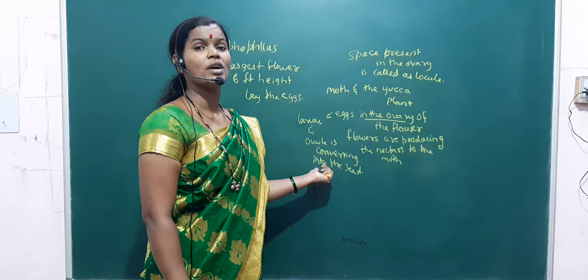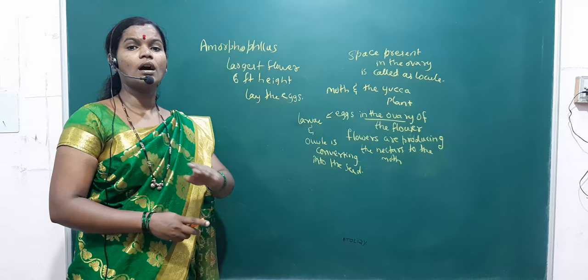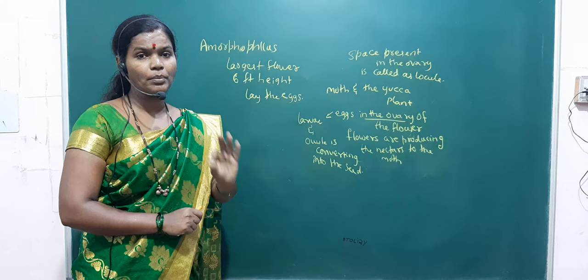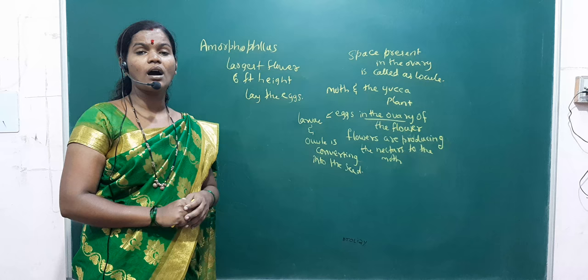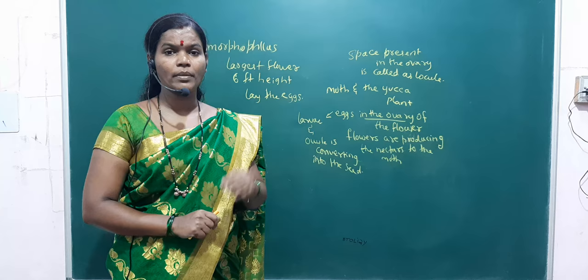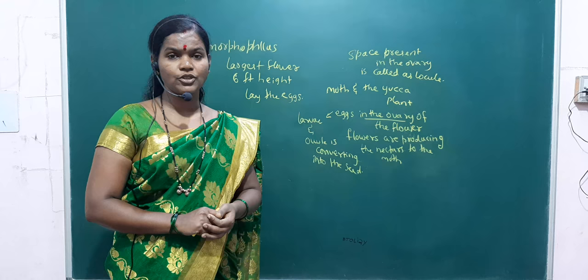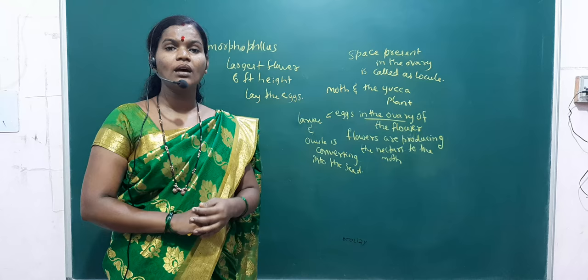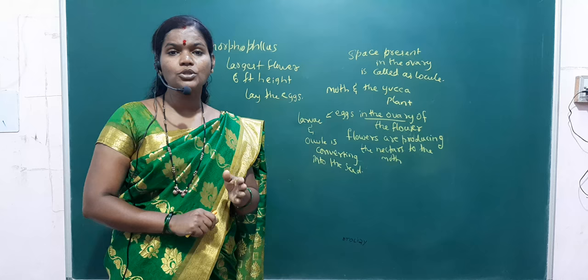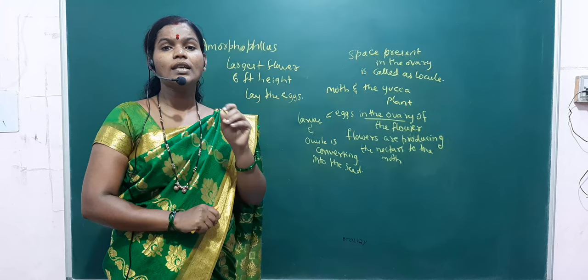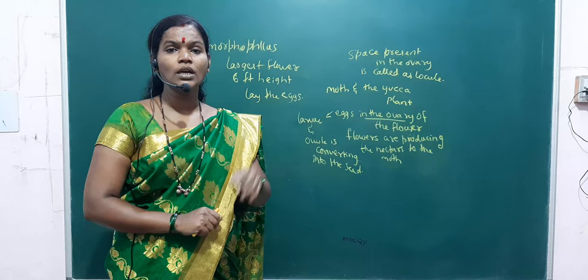Okay, apart from the pollinating agents, we are also seeing some extra points. See, once again I'll repeat the concept, concentrate on my words. Majority of the animals are carrying the process of pollination in the angiosperms. Among the animals, insects are the dominating one. That means most of the angiospermic flowers carry the process of pollination by the insects.